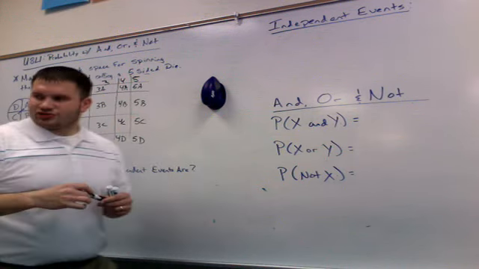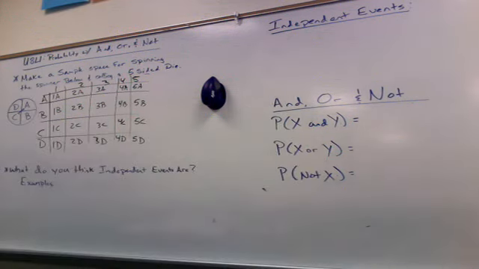Okay. Hopefully your sample spaces look like that one does. Okay? So those are all of our outcomes for rolling the dice and spinning the spinner. Does that make sense? Yeah?